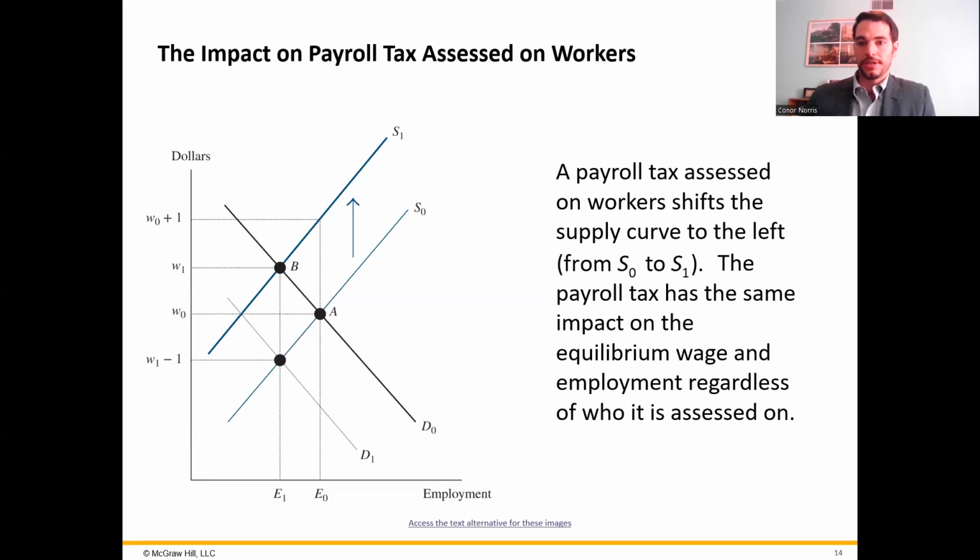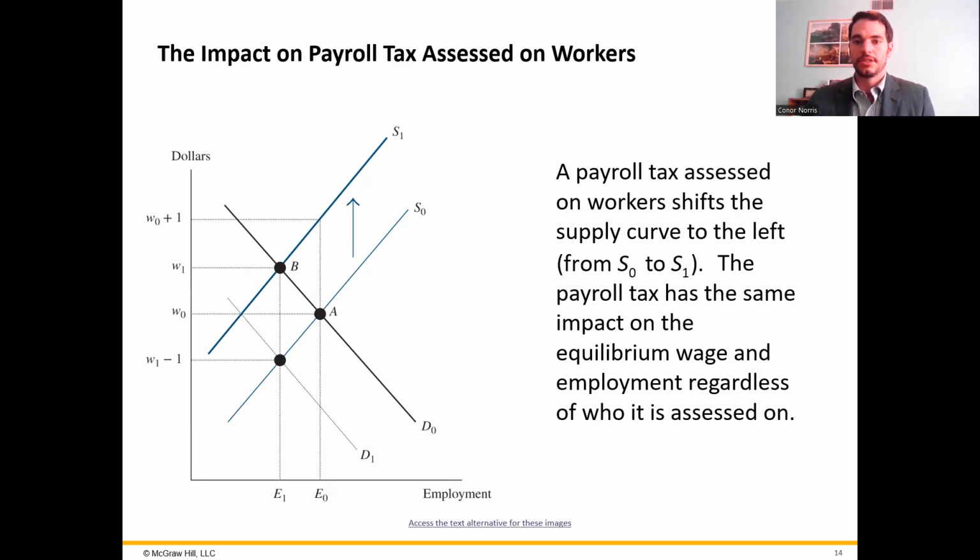We've now seen how payroll taxes impact both firms and workers. In both cases, the total burden of the tax is shared between them, depending on how responsive each side is to changes in wages. Whether the tax is imposed on firms or workers, the main takeaway is that the cost gets split between the two parties.